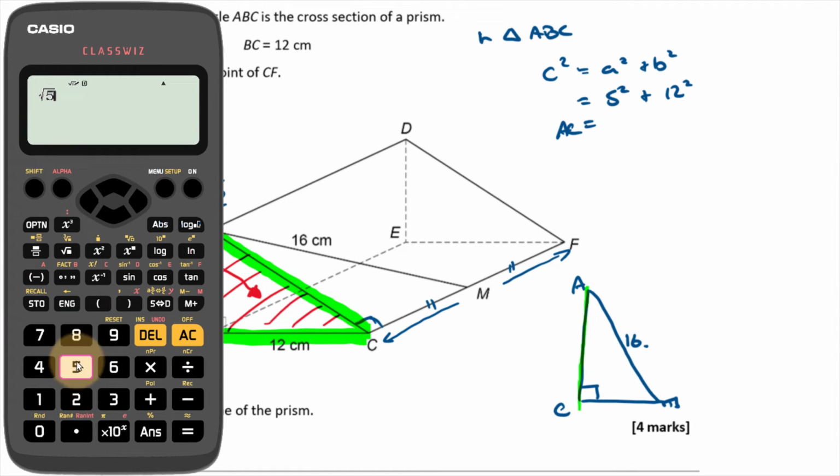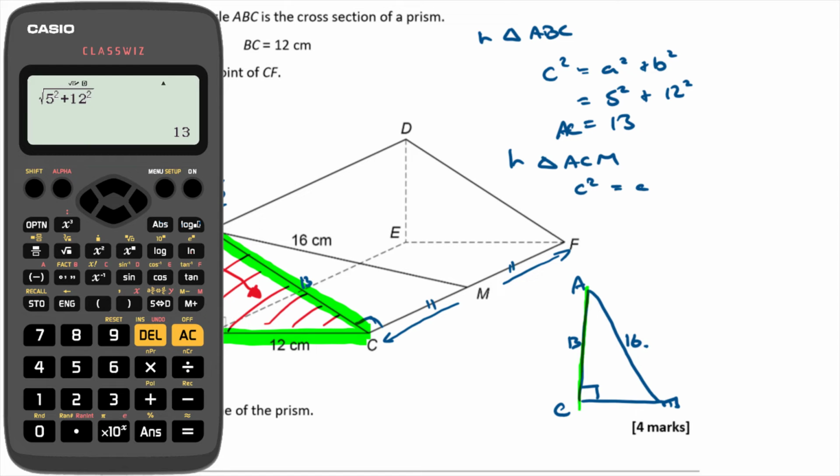So what is the square root of 5 squared plus 12 squared? That comes out to be 13. Should really notice that. It's a Pythagorean triple, isn't it? 5, 12, 13. So that is 13. Now, in my other triangle, ACM, I can now find CM using Pythagoras Theorem again, can't I? But this time I want to find one of the shorter sides.